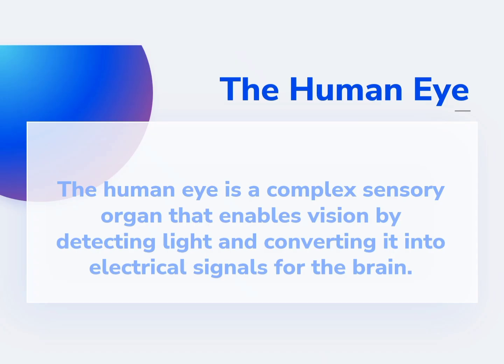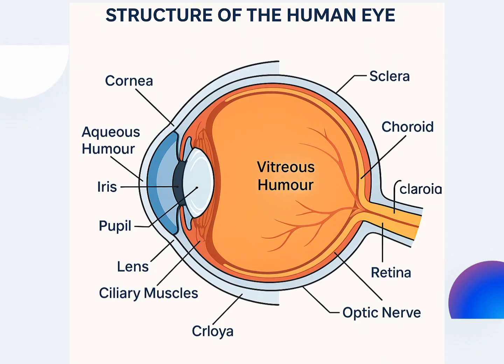Today we're embarking on a fascinating journey to explore one of the most incredible organs in our body, the human eye. This complex sensory organ allows us to see the world around us by detecting light and converting it into electrical signals for our brain. Let's dive in. The image shows a diagram of the human eye with various parts labeled to illustrate the structure and function of each component.